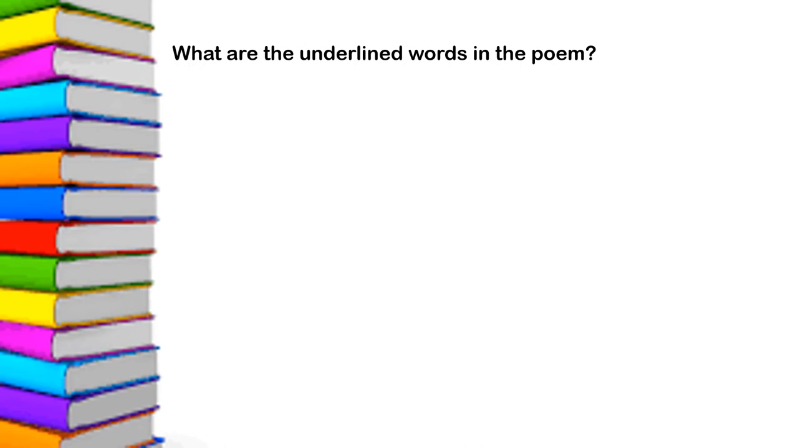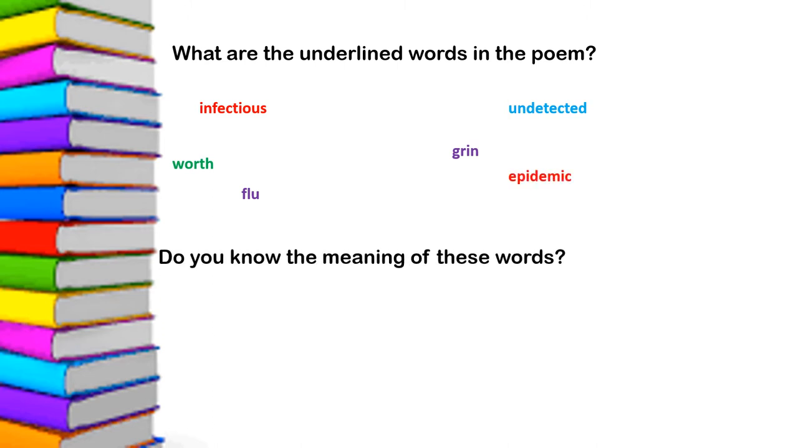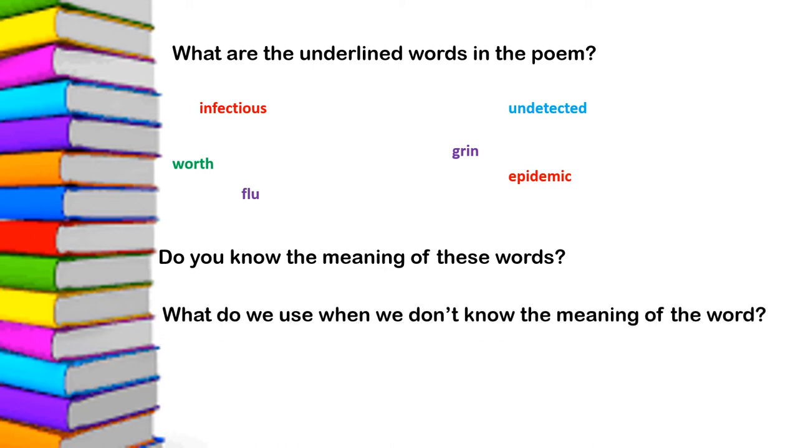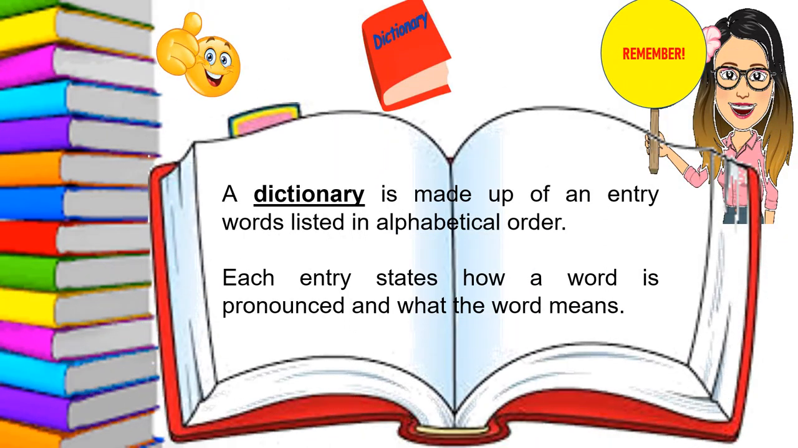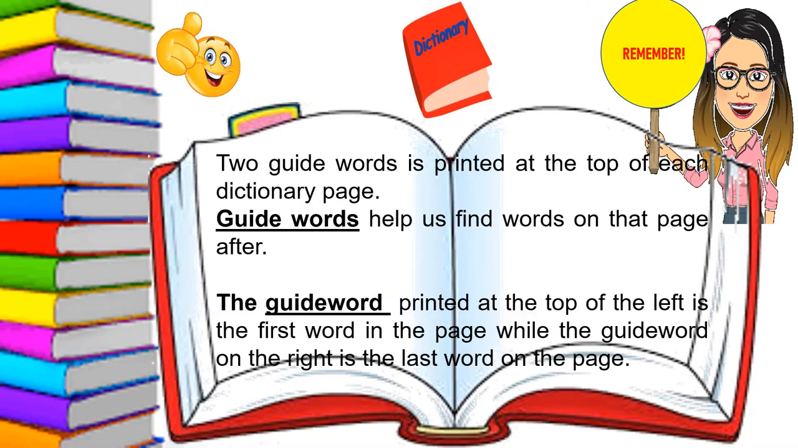What are the underlined words in the poem? Infectious, birth, flu, undetected, grim, and epidemic. Do you know the meaning of these words? What do we use when we don't know the meaning of the word? Okay, we use dictionary. A dictionary is made up of entry words listed in alphabetical order. Each entry states how a word is pronounced and what the word means. There are two words that are printed at the top of each dictionary page, and we call these the guide words.